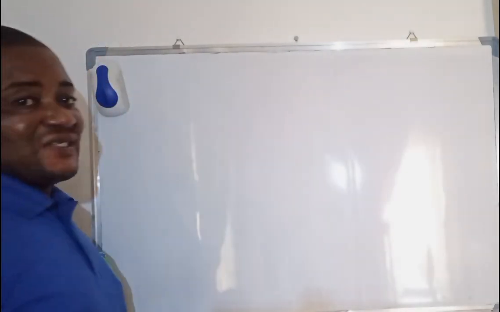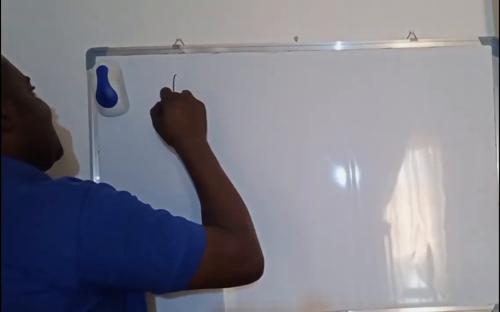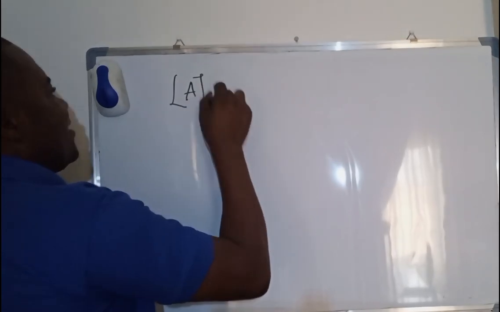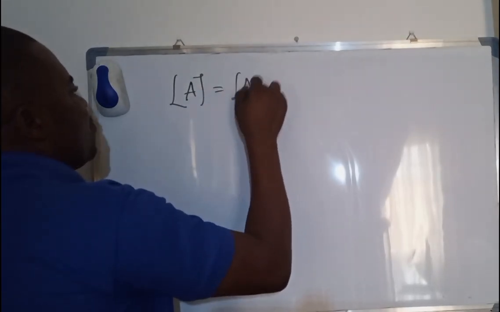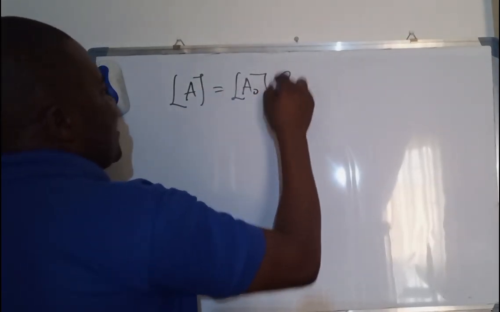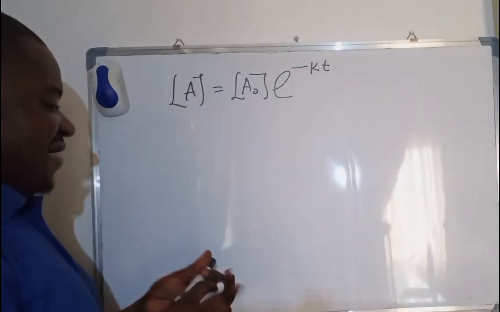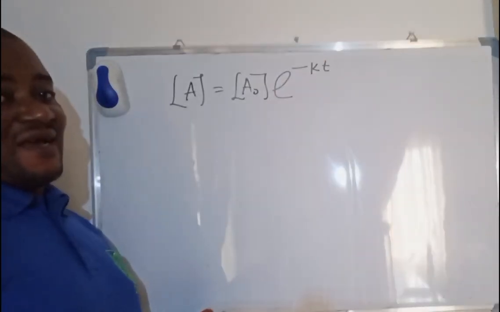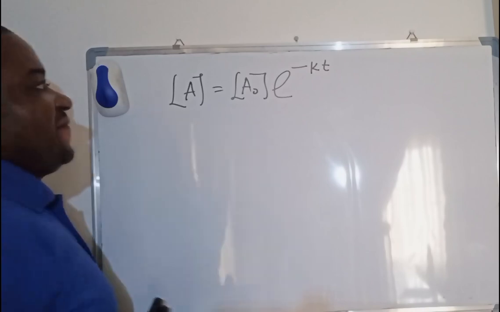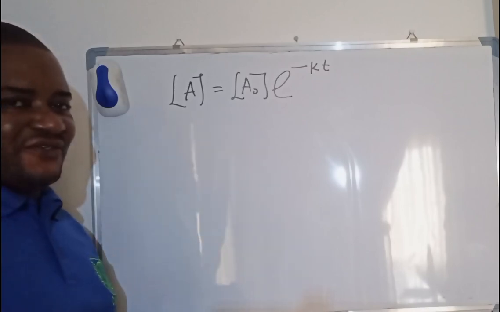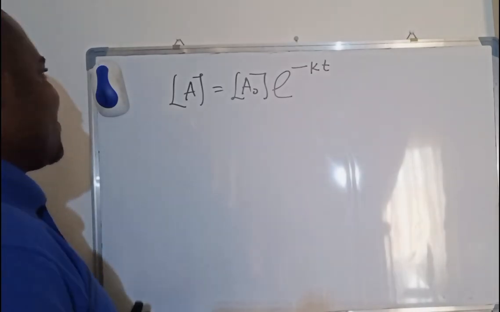Now in our previous class we had derived the first order rate equation as the concentration of A is equal to A0 to the exponent of minus kt. That was what we derived in our previous class as the first order rate equation for that reaction.